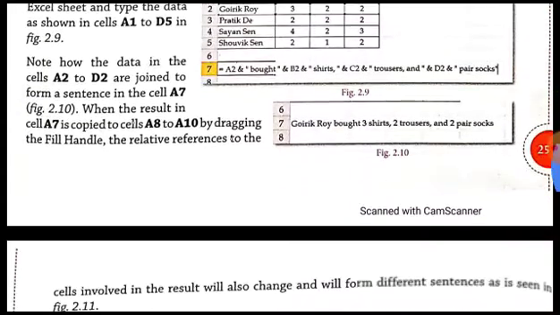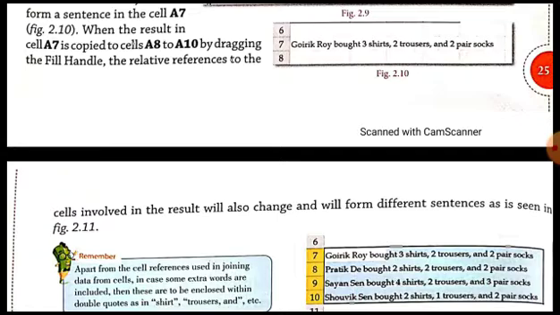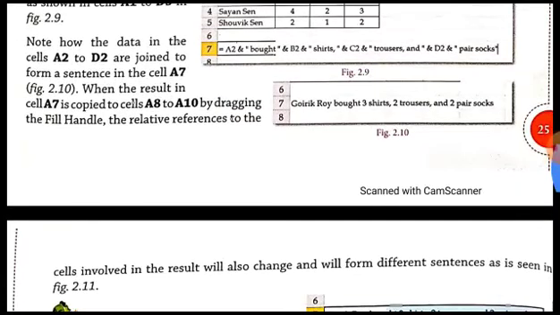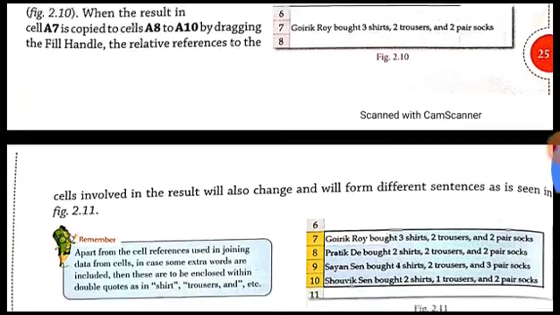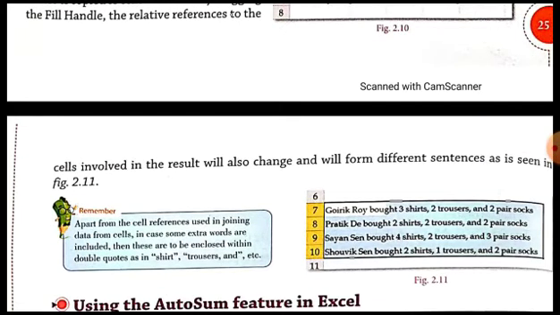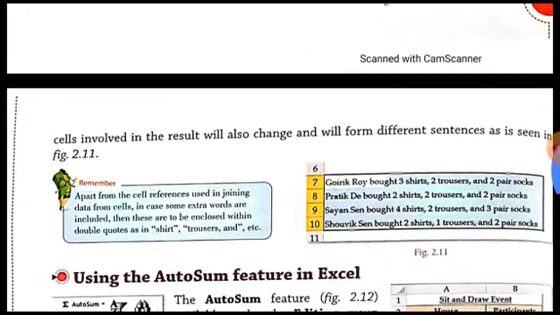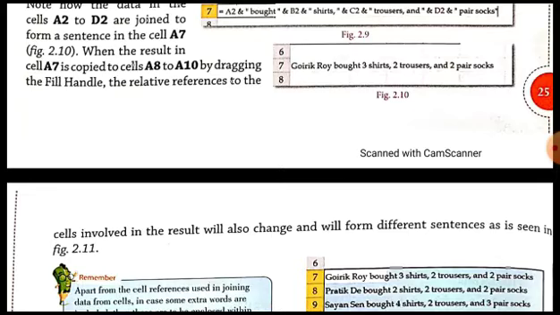Since the references to the cells involved are relative, the result will also change, and they will form different sentences, as you can see in this figure. We have written the formula in A7, and then we have copied the same formula into the four cells beneath A7 in the same column A. Now let's see how it has been done.